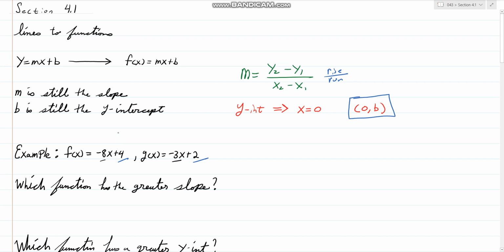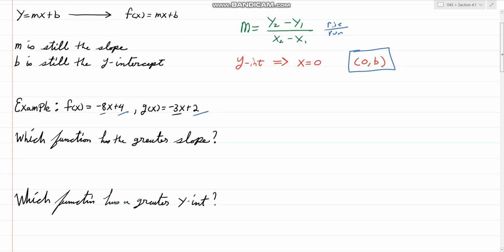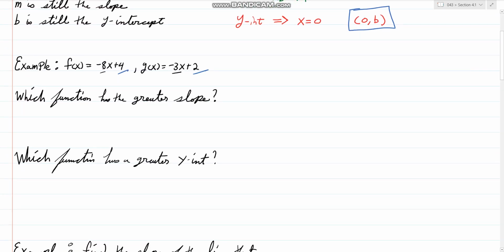So the first example I want to show you is f of x equals negative x plus 4, and g of x equals negative 3x plus 2. We want to answer which function has the greater slope. Well, I'm comparing negative 1 and negative 3, and I need to see which one is larger. Negative 1 is larger, and so f of x would have the larger slope.